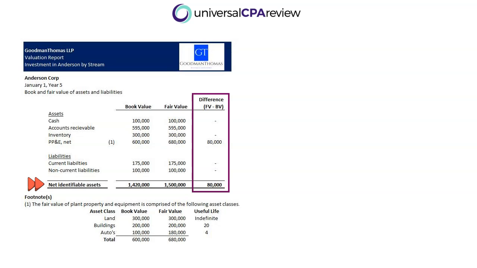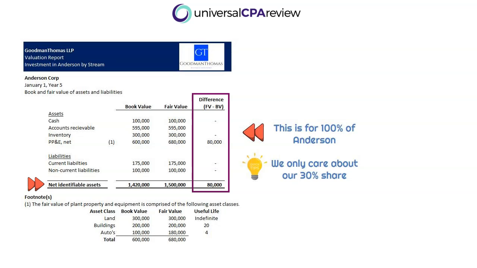Because remember, if there's a difference, we need to amortize the premium based on our percentage ownership over the remaining useful life of whatever's contributing to that difference. So remember, again, this is for 100% of Anderson. When we actually do the calculations, we only care about our percentage ownership, which is 30%. Now, if we look below, the main driver of that $80,000 difference is due to autos.